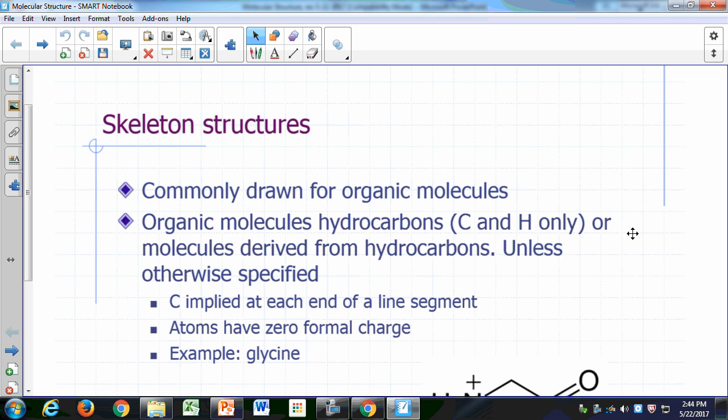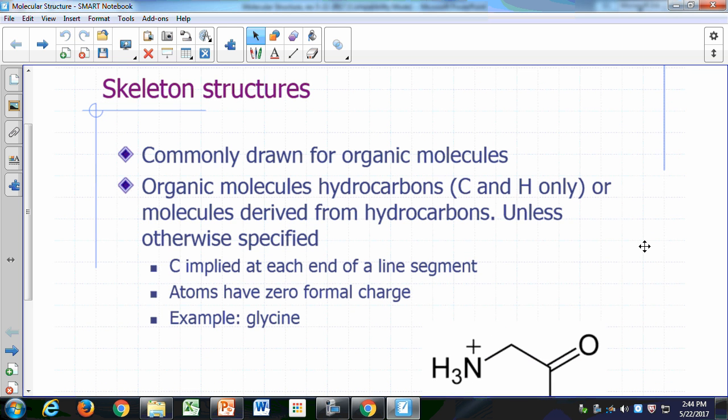An entire subfield of chemistry called organic chemistry primarily deals with molecules containing carbon atoms. So organic molecules are molecules that are either hydrocarbons, containing carbon and hydrogen only, or molecules that can be thought of as derived from hydrocarbons.